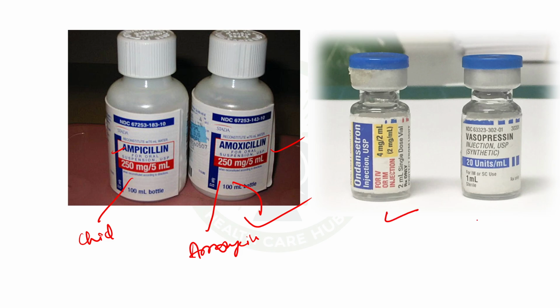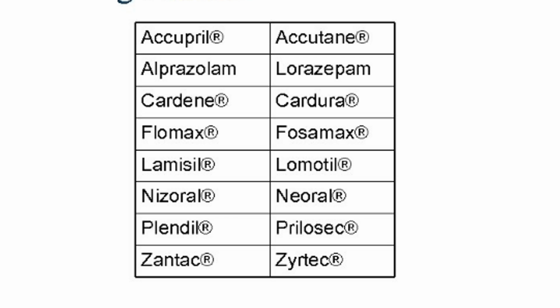Same way ondansetron and vasopressin. Ondansetron is an anti-emetic drug, whereas vasopressin is an anti-diuretic drug. These two look similar, but these two drugs are not supposed to be interchanged. Whatever medicine is prescribed, if they are prescribing injection Jofer, then we are supposed to give this medicine. If they are asking vasopressin, then according to that we have to give. Then there are look-alike and sound-alike drugs.